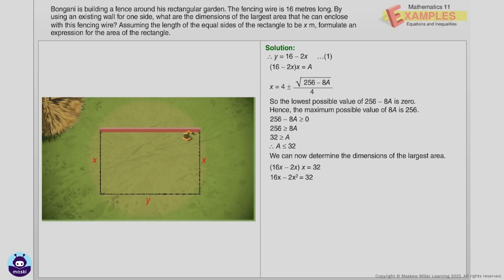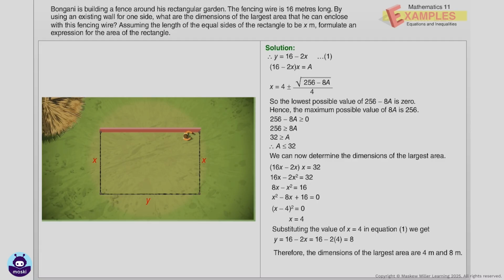16x minus 2x squared equals 32. Dividing throughout by 2, 8x minus x squared equals 16. Factorizing, we get (x minus 4) the whole squared equals 0. x equals 4. Substituting the value of x equals 4 in equation 1, we get y equals 16 minus 2x, equals 16 minus 2 times 4, equals 8. Therefore, the dimensions of the largest area are 4 meters and 8 meters.